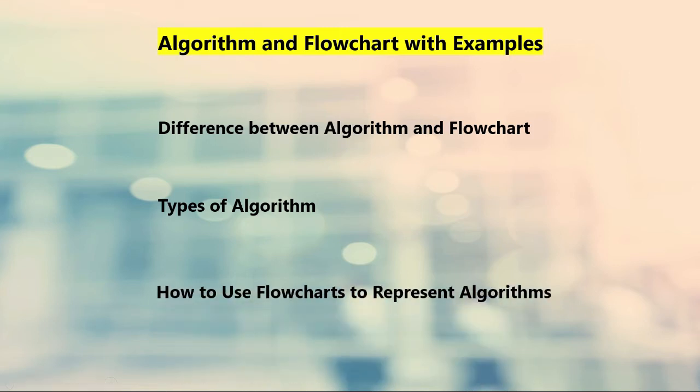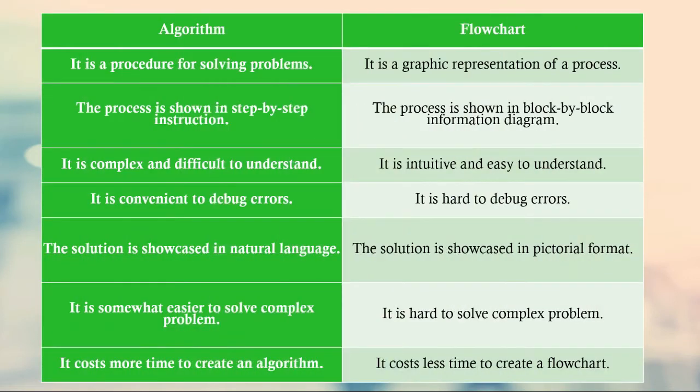Algorithm is a procedure for solving problems, whereas flowchart is a graphic representation of a process. Algorithm is the process shown in step-by-step instruction, whereas in flowchart the process is shown in block-by-block information diagram. Algorithm is complex and difficult to understand, whereas flowchart is intuitive and easy to understand. Algorithm is convenient to debug errors. Flowchart is hard to debug errors.